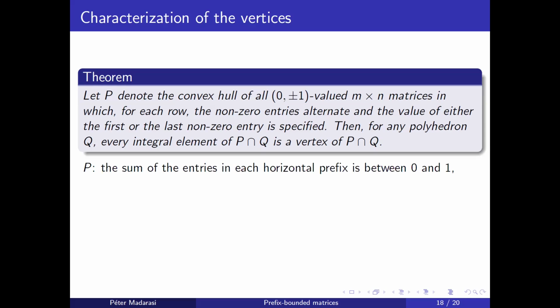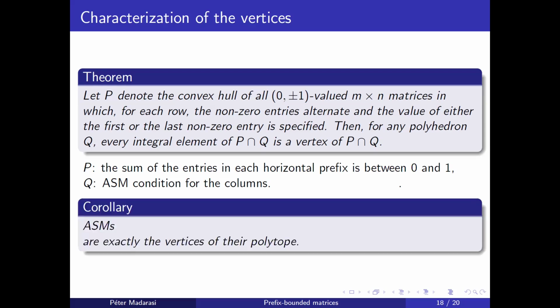Nevertheless, if we set P to be the system that enforces that the sum of the entries in each horizontal prefix is 0 or 1, and we set Q to enforce the ASM condition for each column, then what we get is the well-known statement that the ASMs are exactly the vertices of the polytope. The reason being that we know that P intersection Q is exactly the described system, and it does describe the convex hull of ASMs. So every vertex must be integer.